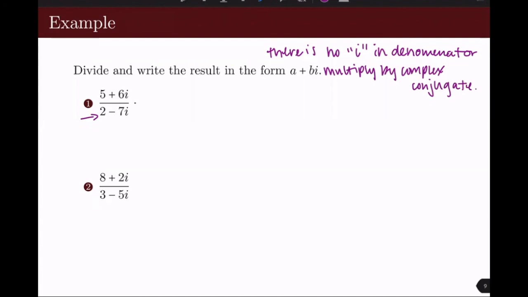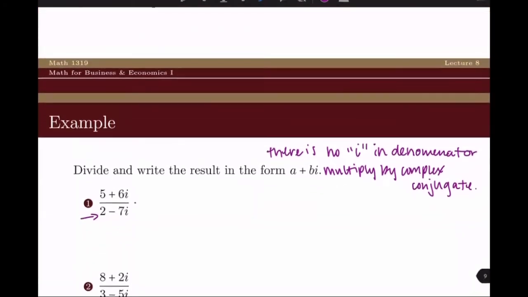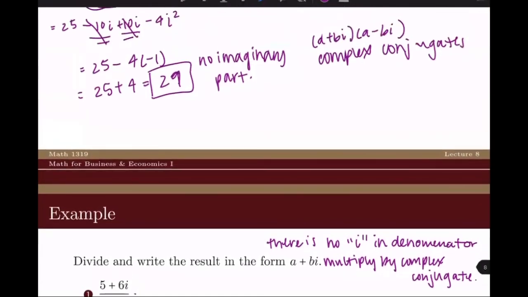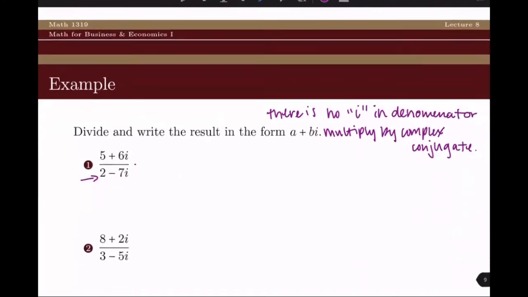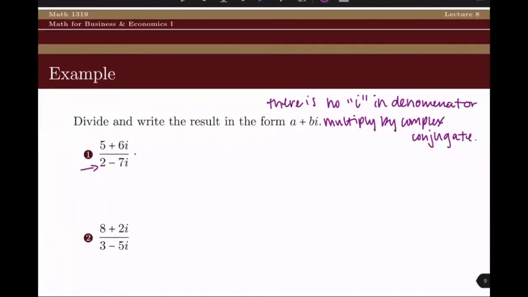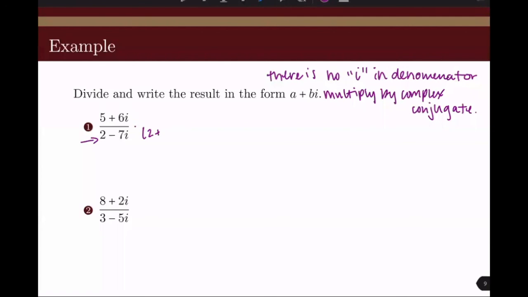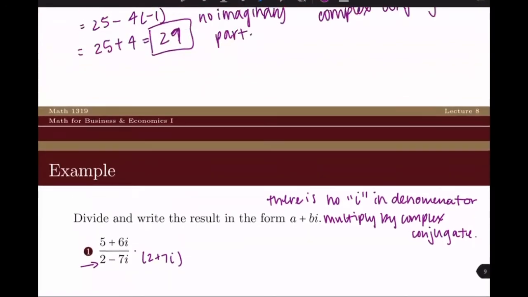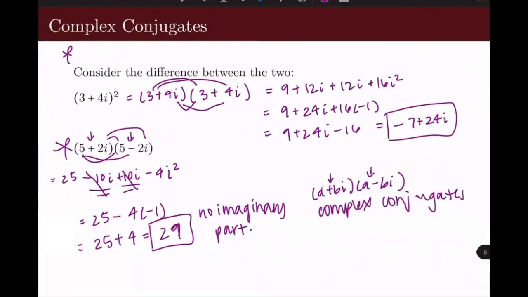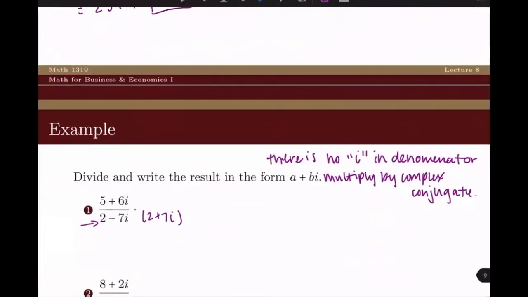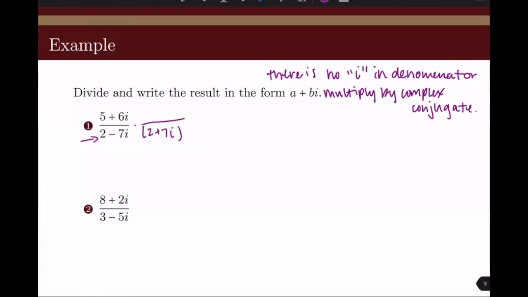So we want to multiply. Now remember, the complex conjugate is going to have the opposite sign. So mine currently is minus, so that means I want the plus. I need both. So since this is 2 minus 7i, I want 2 plus 7i for them to actually be complex conjugates. Otherwise, I'm going to end up with a mess like the first example we did here. That's just a mess. We don't want that. Remember, whatever you do to the denominator, you must also do to the numerator. So we need to multiply both the numerator and the denominator.